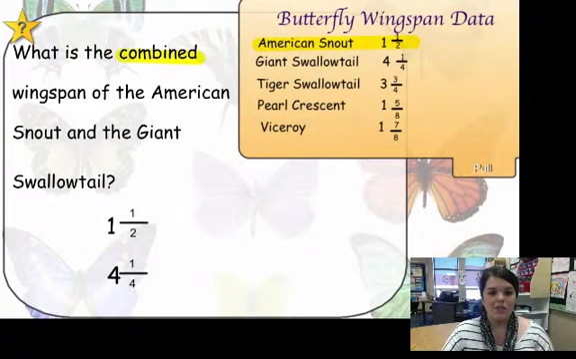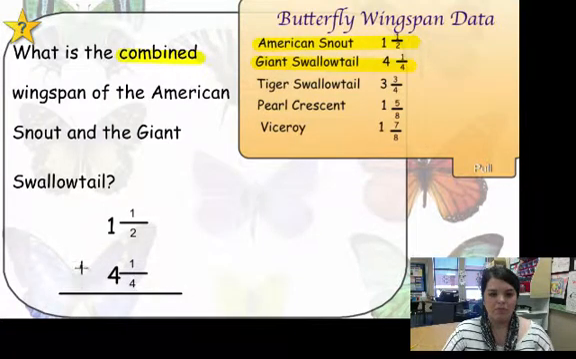Again, I'm going to stack those vertically when I write them down. Here's my giant swallowtail. I'm going to stack them vertically so that I can add them. Let's start with our whole numbers. Remember, these are called mixed numbers. It's a mixture of a whole number and a fraction. So let's add our whole numbers. I have 1 plus 4, and that gives me 5.